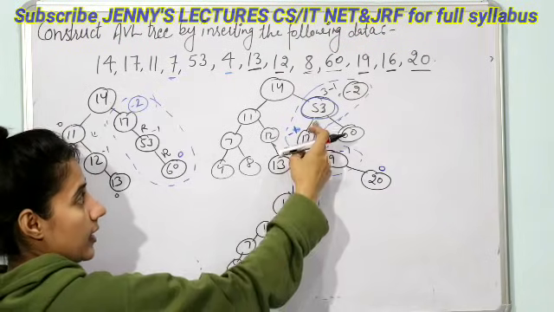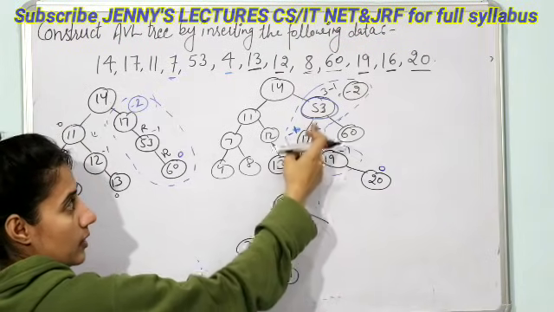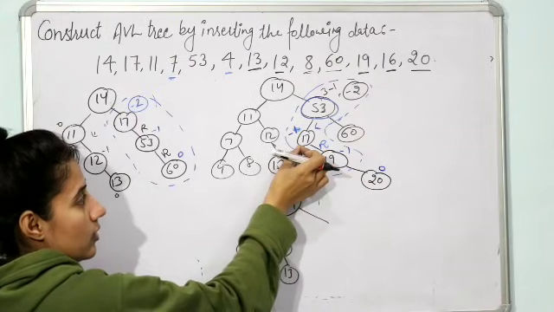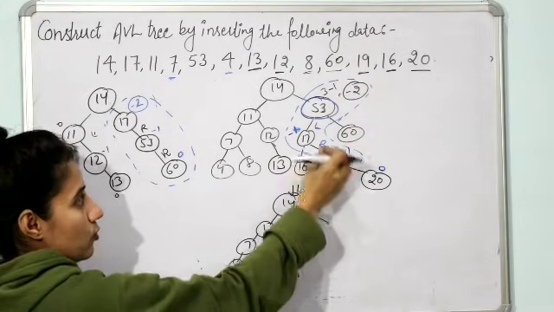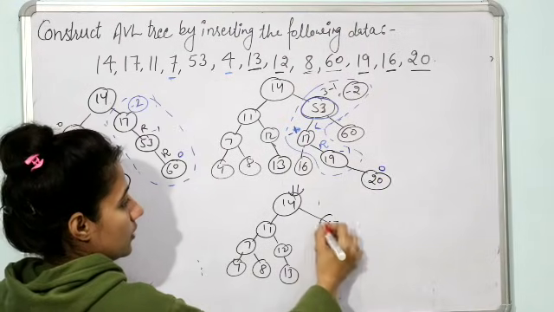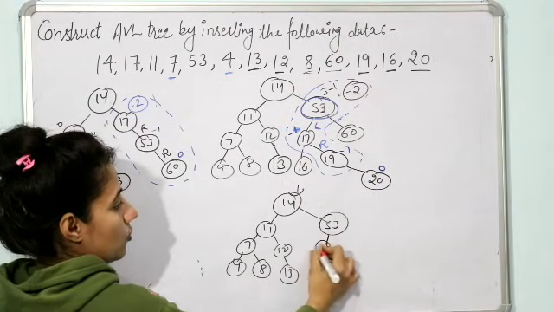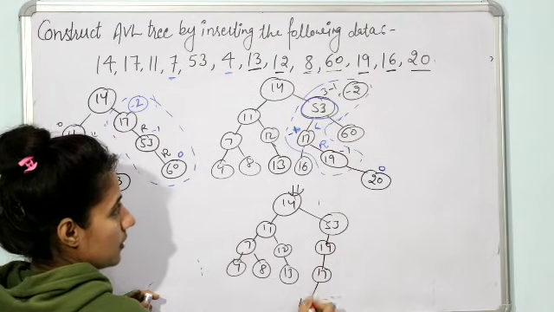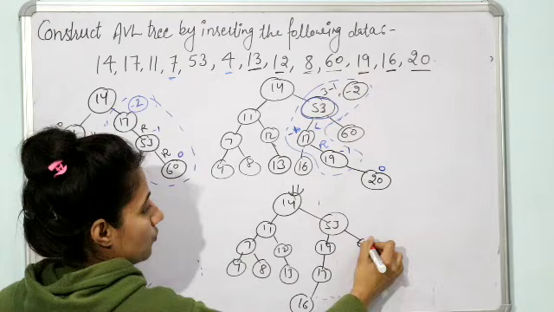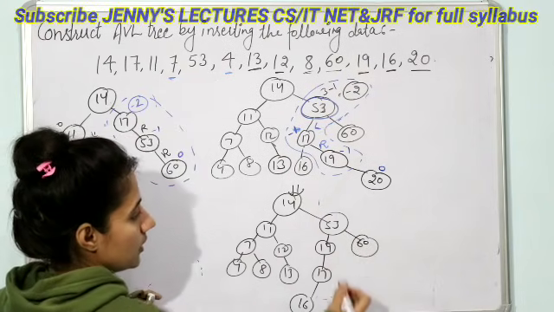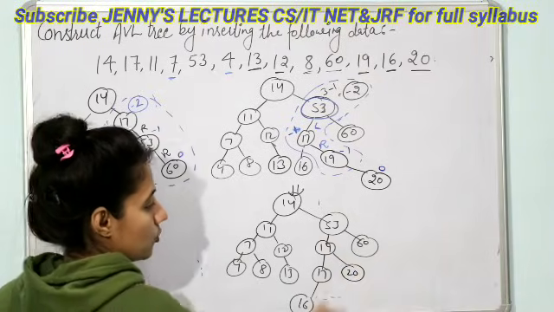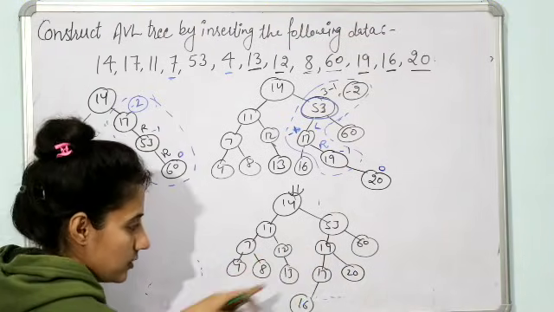So here we can make it LL rotation, because at the starting we already have L. So to make it left, we will pull this 17 below and 19 would go up. Then 53, 19 would go up, 17 would go below. To the left of 17 we have 16, right of 53 we have 60, and to the right of this 19 is 20. Here we have 20. It is unbalanced still.